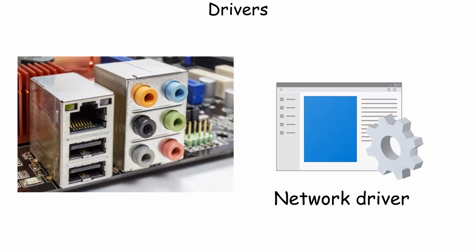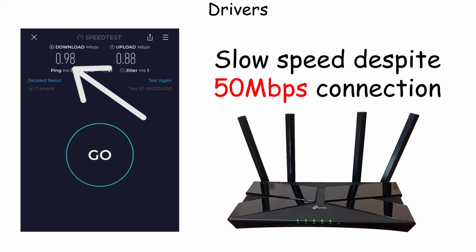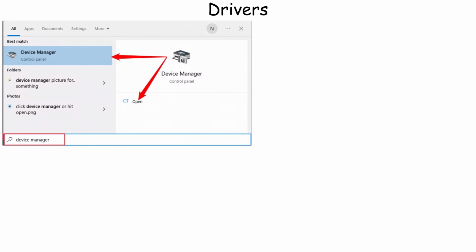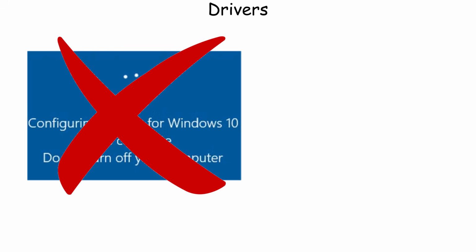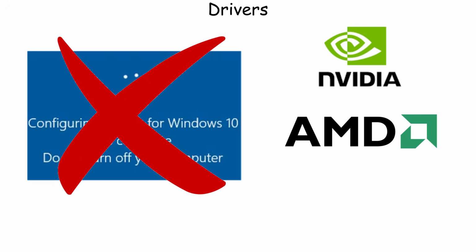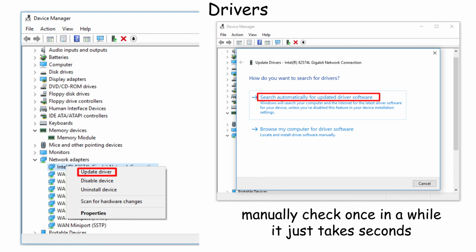Network drivers are another sneaky culprit. A corrupted network driver can make your internet feel sluggish even when your router is perfectly fine. Open Device Manager from the Start menu and look for anything with a yellow exclamation mark. That's Windows flagging a problem. For GPU drivers specifically, skip Windows Update and go directly to NVIDIA, AMD, or Intel's website for the latest version. Keeping drivers current is basic maintenance that most people completely forget about.